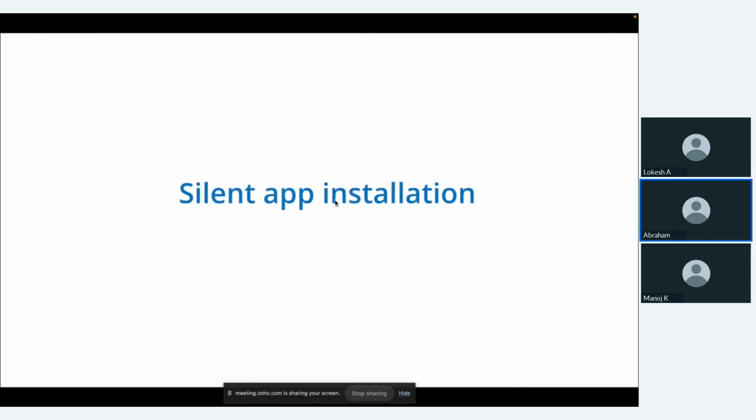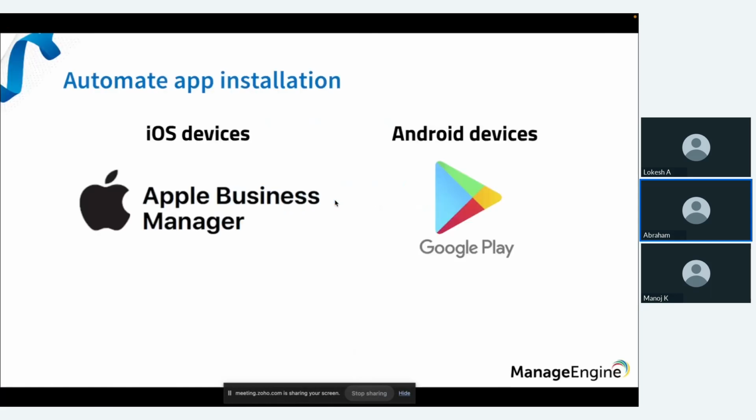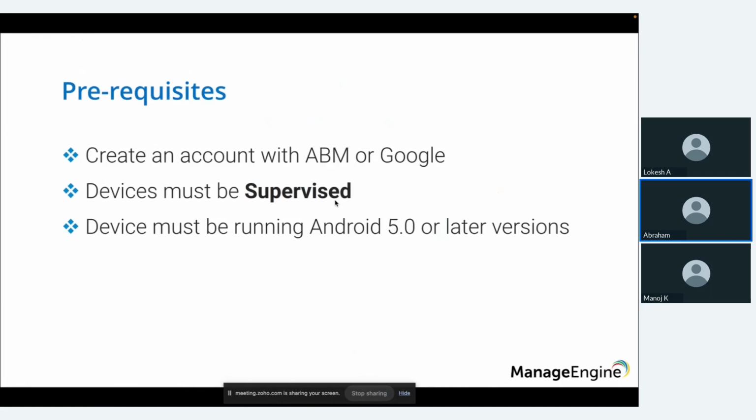But let's say you would prefer to install these apps silently rather than depending on the user to do the installation. In that case, you could opt for the silent app installation method. So in order to utilize a silent app installation, you will require either the Apple Business Manager account for iOS devices or the managed Google Play for the Android devices. So there are prerequisites which are required for you to be doing silent installations.